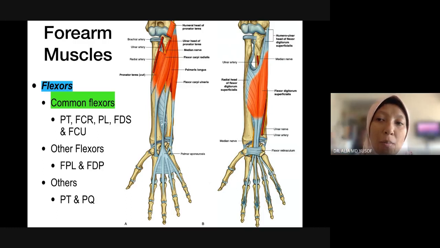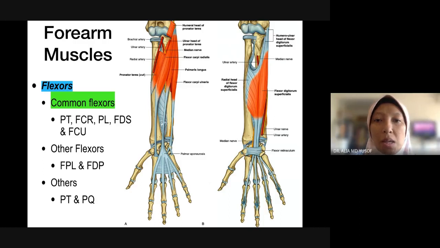In fact, this group of muscles forms the agonist of wrist flexion. And number three, most of them are in the superficial layer of the forearm muscles. Now we want to get to know what muscles are included in the common flexor muscles. There are 5 muscles in this group, the common flexor.